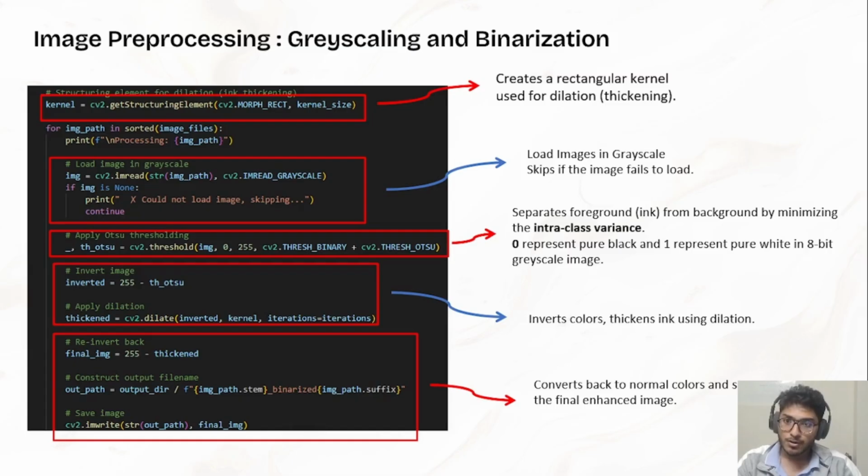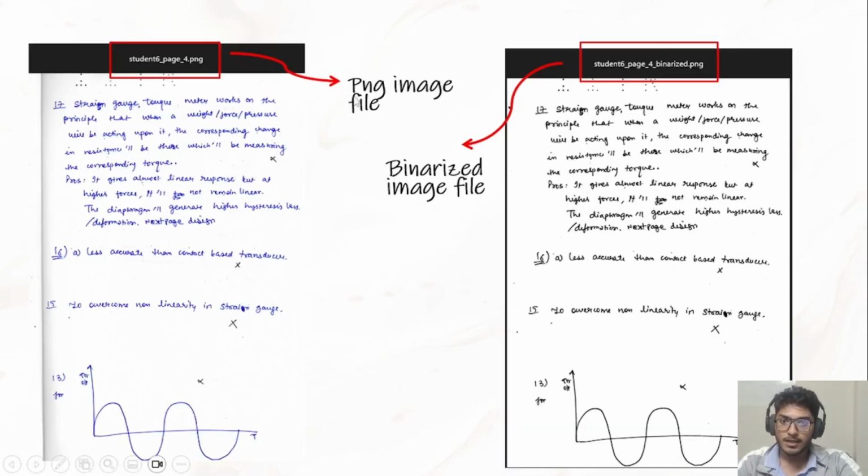Next is image pre-processing: grayscaling and binarization. So the first step is done; we have converted to PNG. The second step is grayscaling and binarization, which is more important. In grayscaling, we convert the images to grays. There is a PNG image file and this is the binarized file. Grayscaling helps because this is blue ink and this is black ink, and the OCR model will get confused by blue and black. It cannot recognize color. So we change to grayscale, only white and black, so it can see the text only. And then binarize.